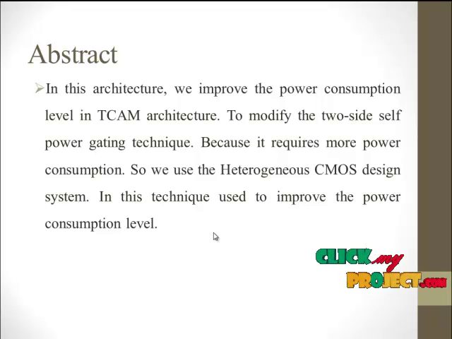The experimental results show that an average of 26% leakage power can be reduced by using the UMC 90 nanometer CMOS process with 1.0 volt supply voltage, when compared with the traditional TCAM architecture.